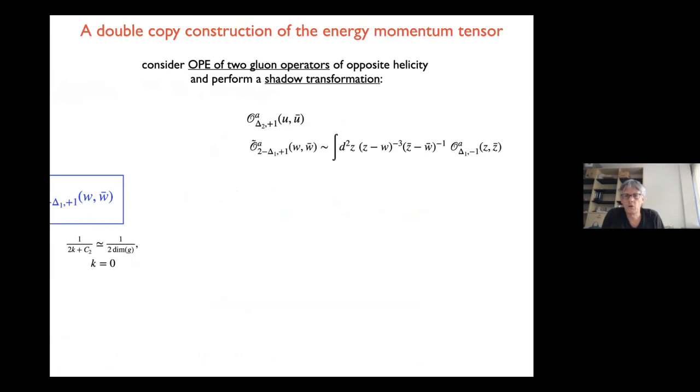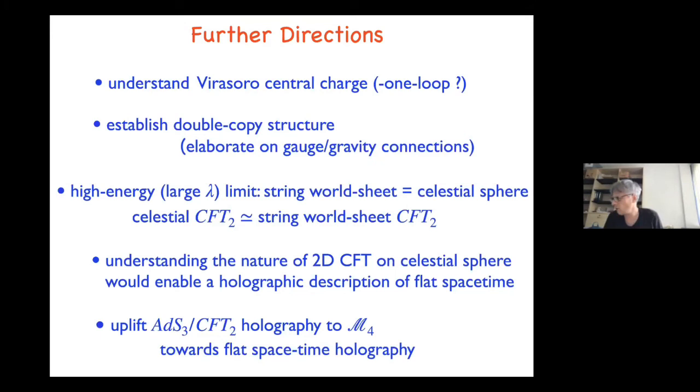So of course there was already the question, what happens at one loop, so logs, log omegas. So we want to understand in particular, what happens, do we have a Virasoro central charge? So it might appear at one loop. Then I have elaborated a little bit on double copy structure, in particular, there's a Schubert-Wara construction.